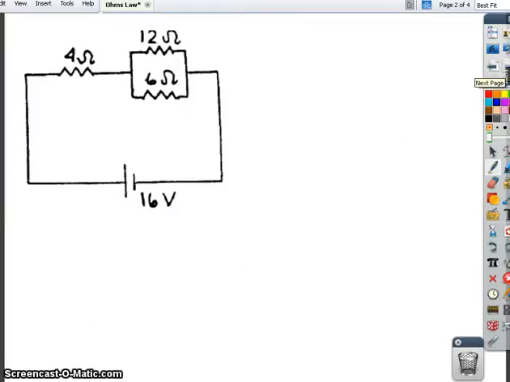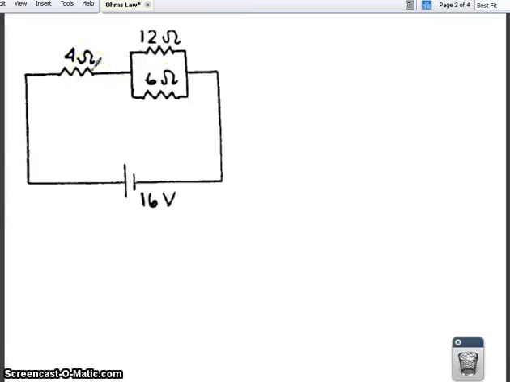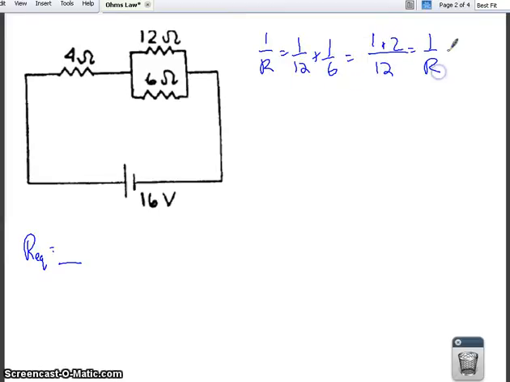So here's an example of a combination circuit. This 12 and 6 ohm resistor are in parallel, and they are in series with a 4 ohm resistor. We are going to solve for all the things we solved for already. We are going to solve for equivalent resistance first. We can't add these together yet because they have to be in series to be added together, so we have to look at this first. Our equivalent resistance of this part is going to be 1 over R equals 1 over 12 plus 1 over 6. Our common denominator here is 12. 12 goes into 12 one time, 6 goes into 12 two times. So when we get this, we get a resistance of 4 ohms.